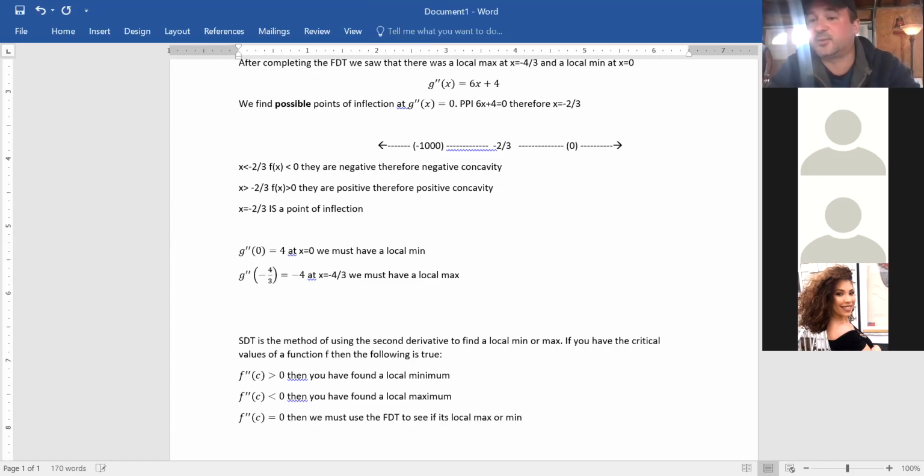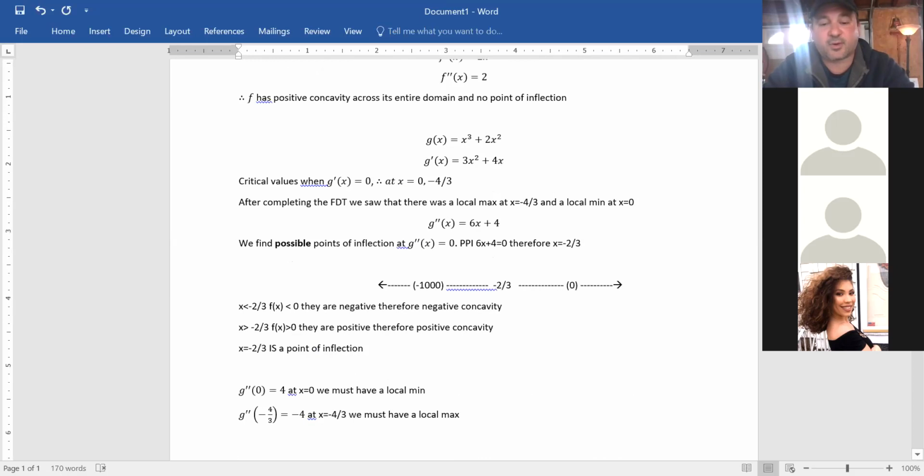It's just not conclusive. If f double prime of c is equal to 0, we don't have enough information. The second derivative test cannot be employed for that specific critical value. You may have gotten information about the other ones, but for that one, you're definitely going to need to use the first derivative test to see whether it's a max or min, or neither.